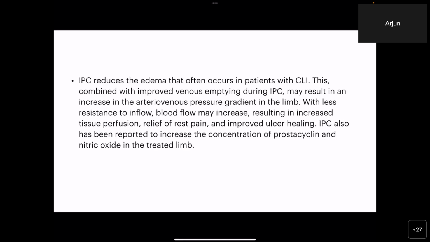IPC reduces the edema that often occurs in patients with CLI. This, combined with the improved venous emptying during IPC, may result in an increase in the arteriovenous pressure gradient in the limb. With less resistance to inflow, blood flow may increase, resulting in increased tissue perfusion, relief of rest pain, and improved ulcer healing. IPC has also been reported to increase the concentration of prostacyclin and nitric oxide in the treated limb.